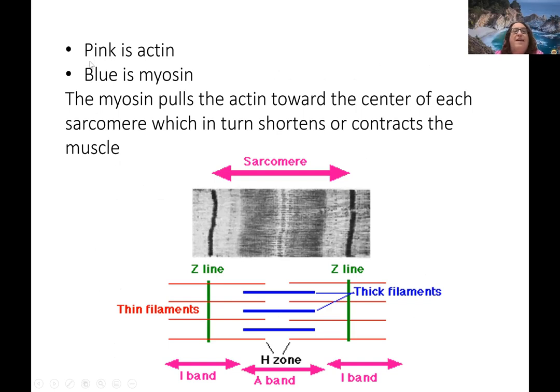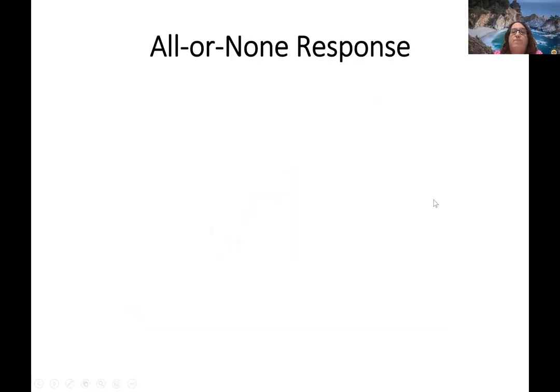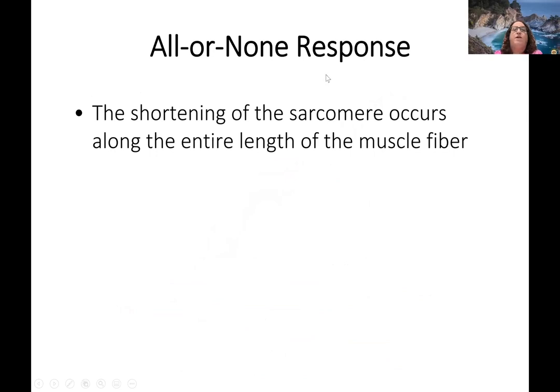So the idea here is anything that is shown in pink on the diagram is actin, anything that's shown in blue is myosin. So the myosin pulls the actin towards the center of each sarcomere. So we're pulling towards that M band, that M line that was in the middle. That's what causes it to shorten and contract. But understand that this is an all or nothing response. So the shortening of the sarcomere will occur along the entire length of the muscle fiber. It's not just going to do a little section, it's got to do the whole thing.